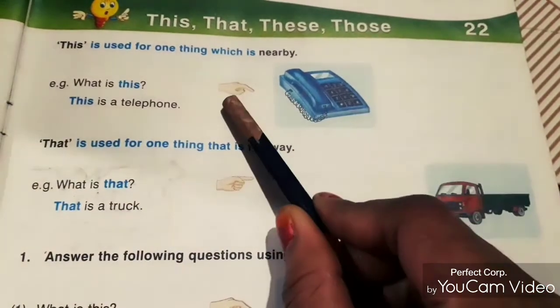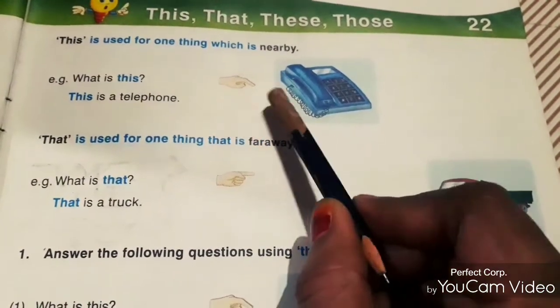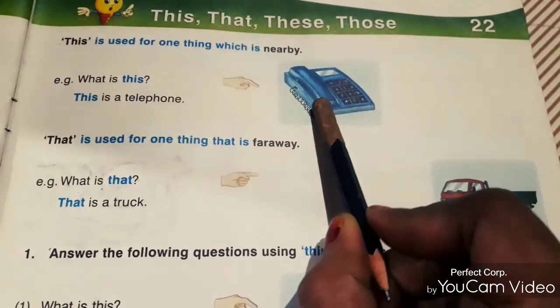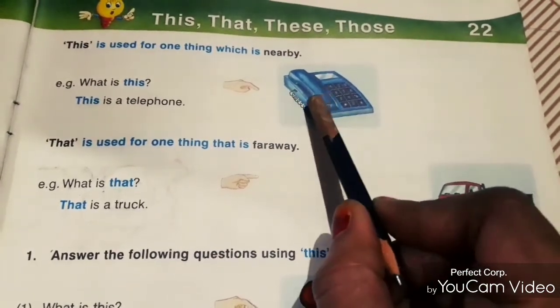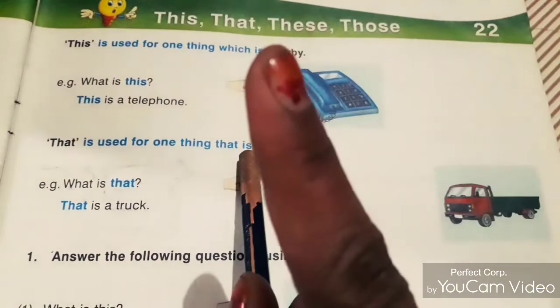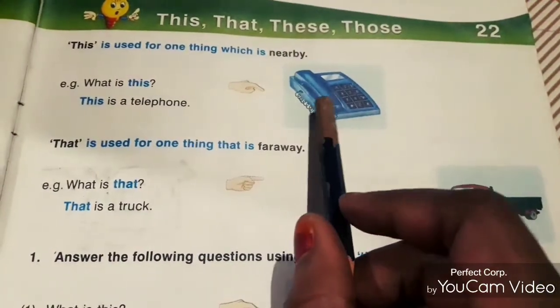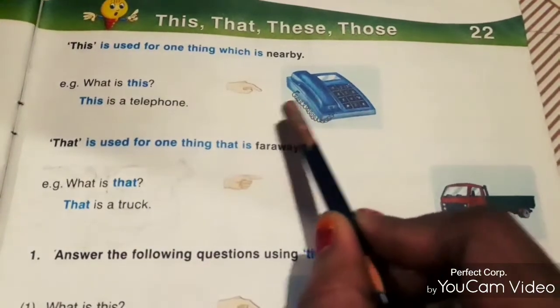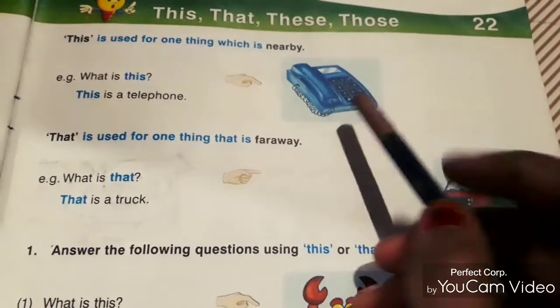Look at this. Telephone is near to the hand. Okay, so for this telephone we use this, and the number of telephone is only 1, means this is in singular form, so we can say that this is a telephone. Now look at the next picture.